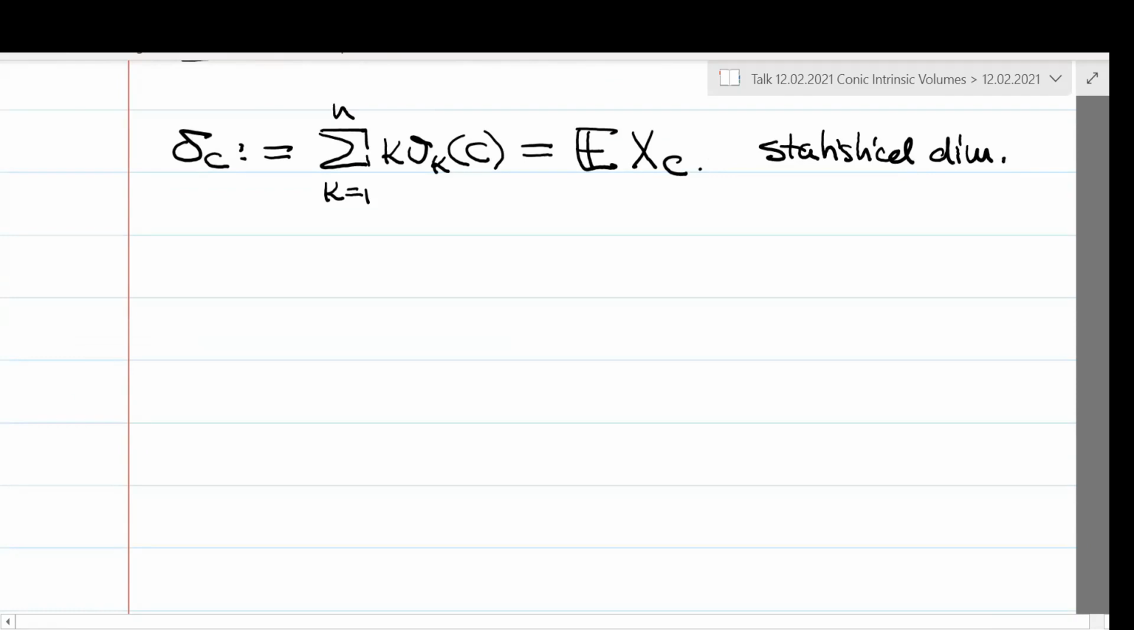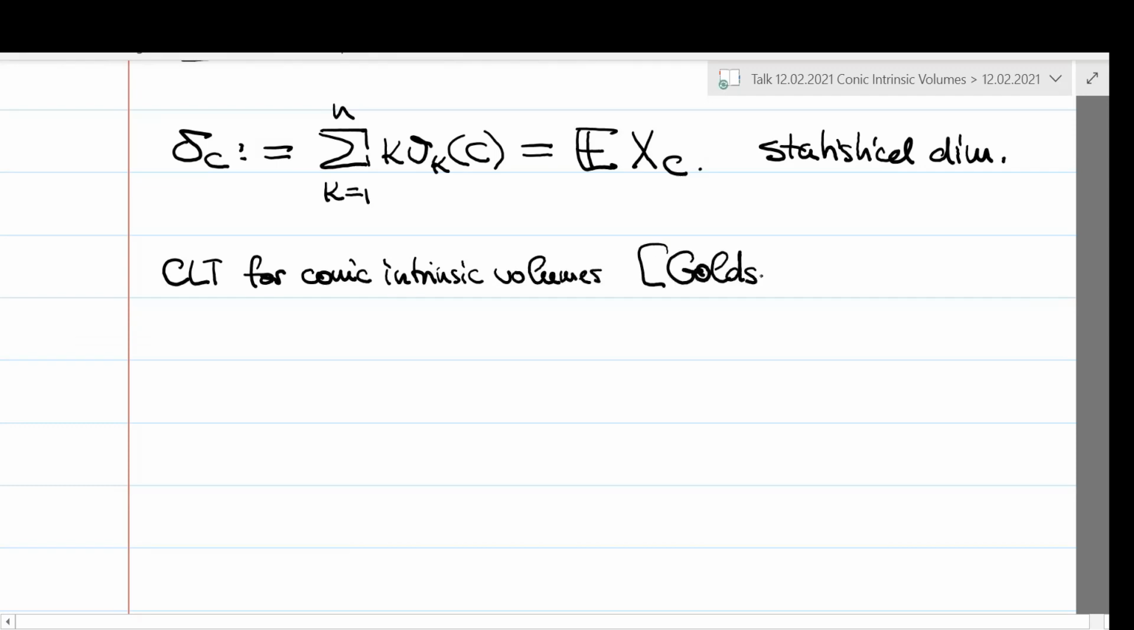It is a central limit theorem for conic intrinsic volumes due to Goldstein and Tropp.